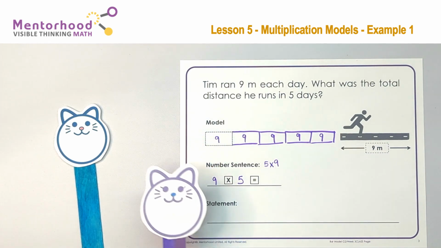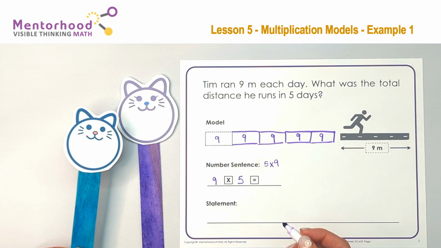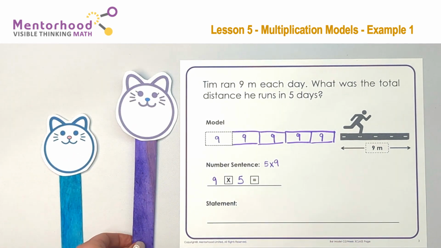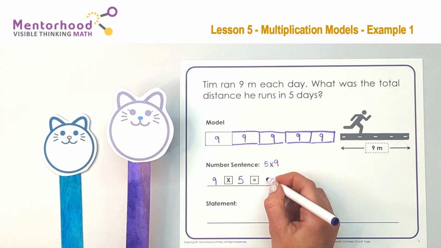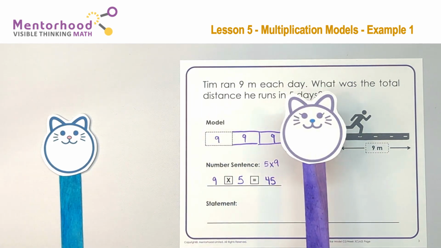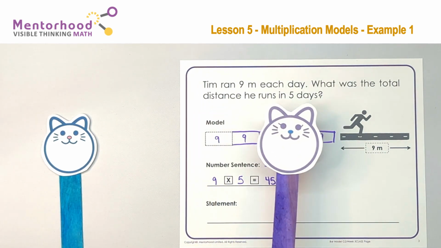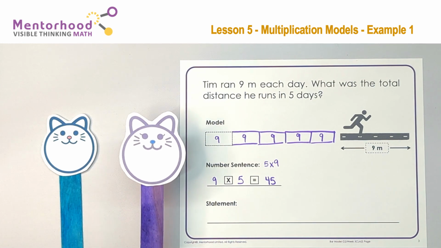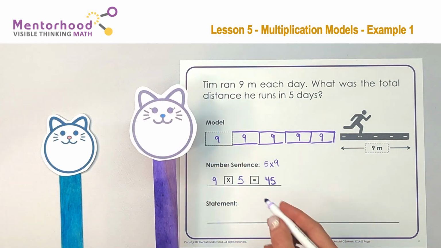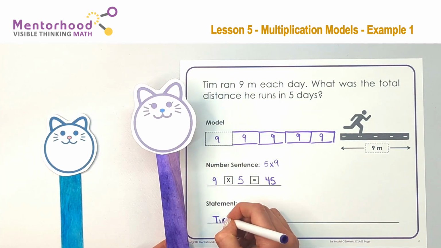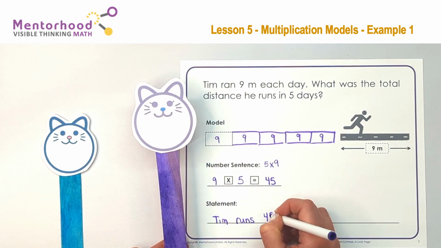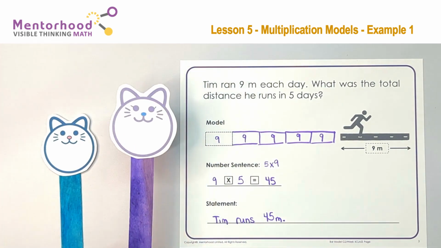Okay, 9 times 5? Oh, I know. It's 45. Good job, Matthew. That's right, 45. Now, what are we talking about? What is the total distance he runs in 5 days? 45 meters. That's right. So, Tim runs 45 meters. There we go, we did it.